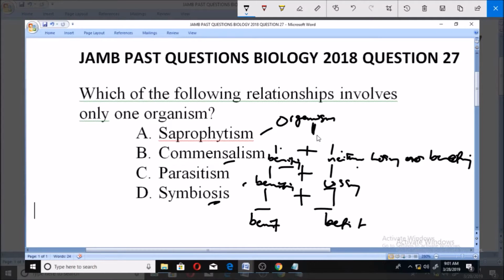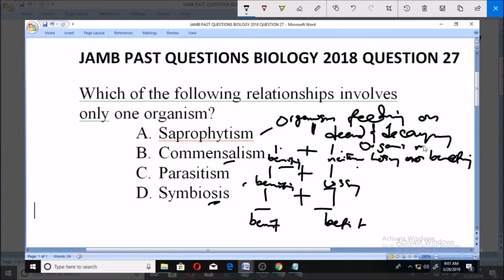Whereas in saprophytism, we have organisms feeding on dead and decaying matter. That's what saprophytism is all about: the ability of certain organisms to live in dead and decaying organic matter. So here, you talk about an organism living in dead or decaying organic matter.